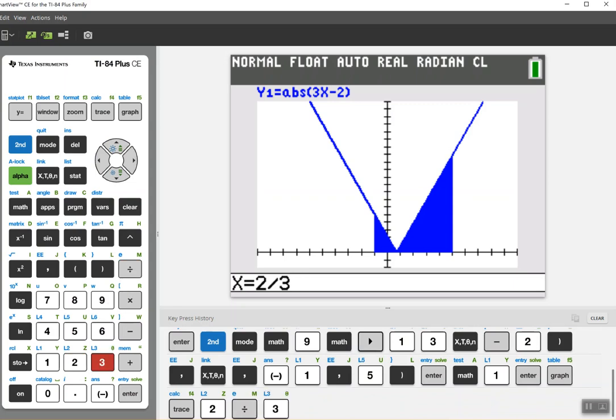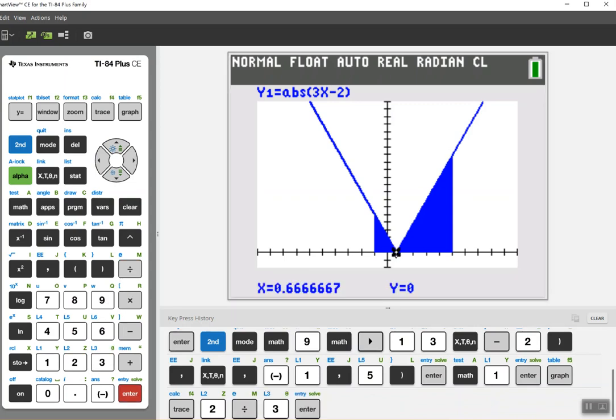That's the solution that I got when I looked for the border. And yep, there it is on the x-axis. When you plug in 2/3, which is 0.66, you get 0 at the end. So that means the following.